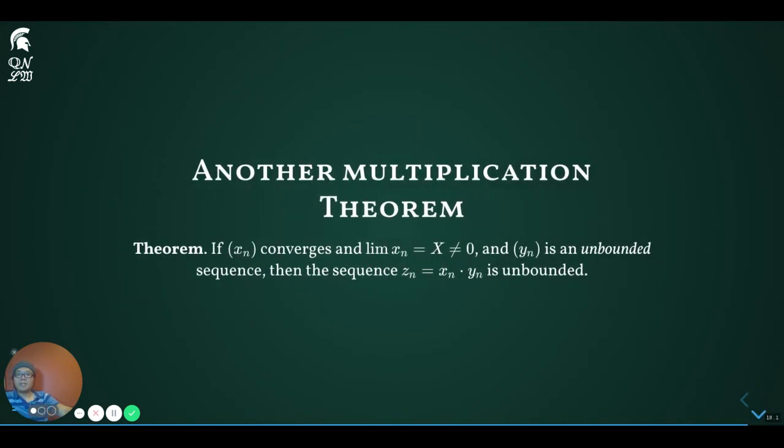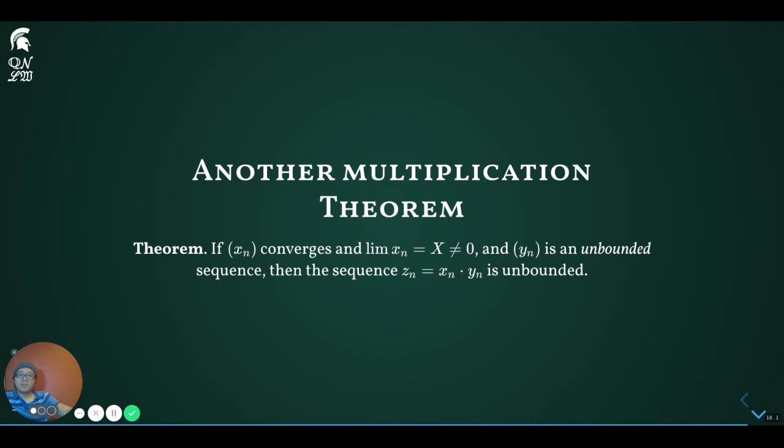Our final theorem again multiplies a convergent x sub n with a divergent y sub n. This time, x sub n converges to a non-zero number, and y sub n not only diverges but is unbounded. Recall that every unbounded sequence diverges, but not every divergent sequence is unbounded. The theorem concludes that the product sequence must also be unbounded, and hence divergent.